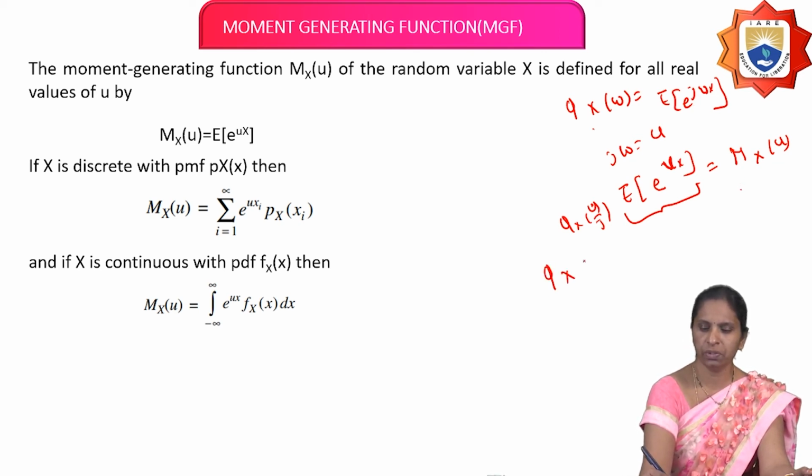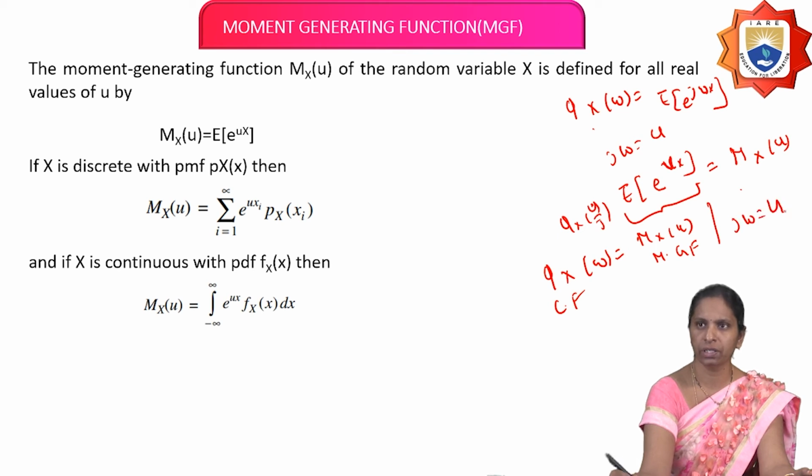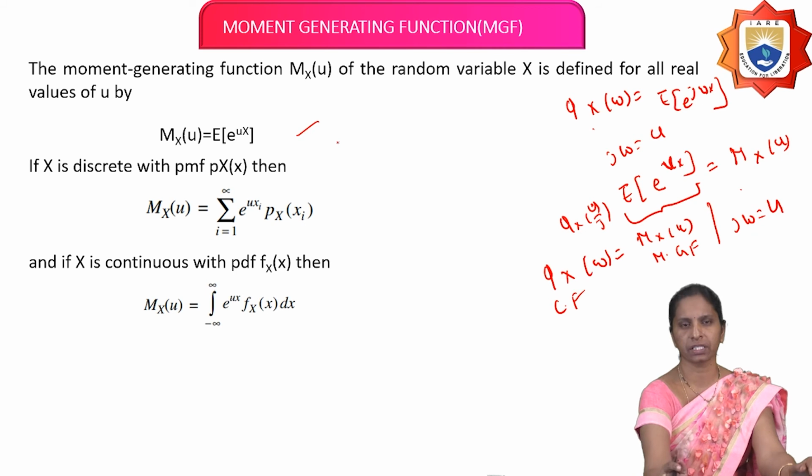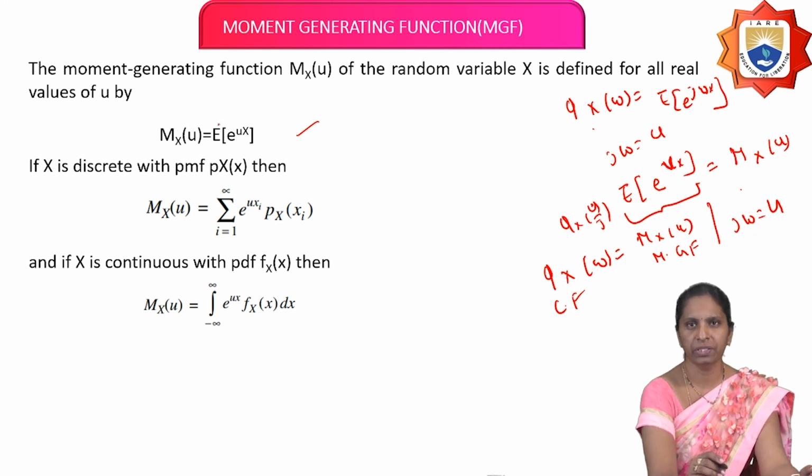What is the relation between those two? Phi_X(omega), the characteristic function, is equal to the moment generating function (MGF) if j omega equals u. So in a similar manner to how you define the characteristic function, you can define the moment generating function.